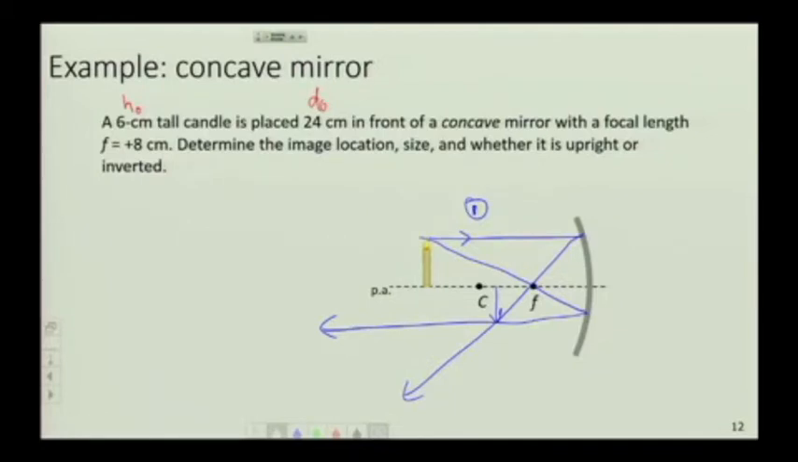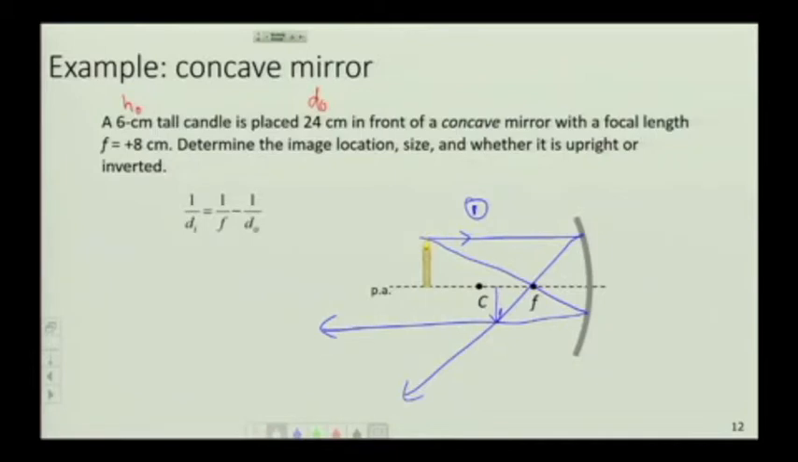So I already know some things about this image. It should be real. What else? Diminished in size and inverted. So I should be getting a positive image distance, a negative magnification, and an image height that's smaller than the object height. Okay, so a magnification that has magnitude less than 1. Let's see if my calculations bear this out.